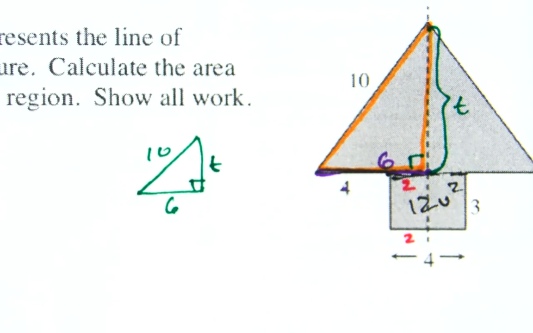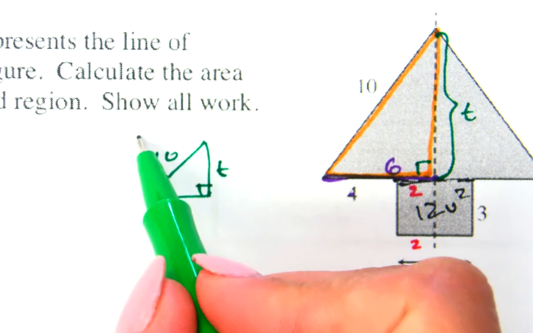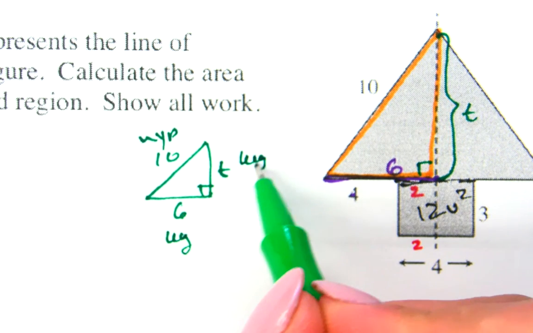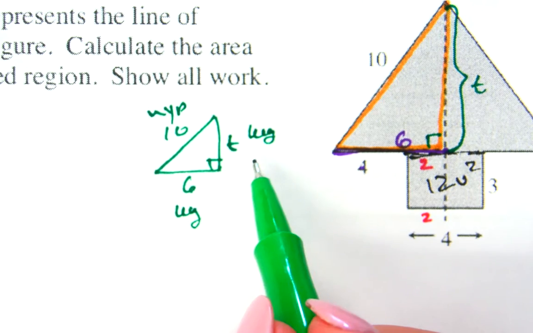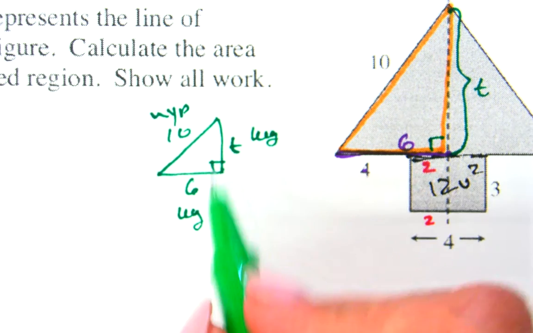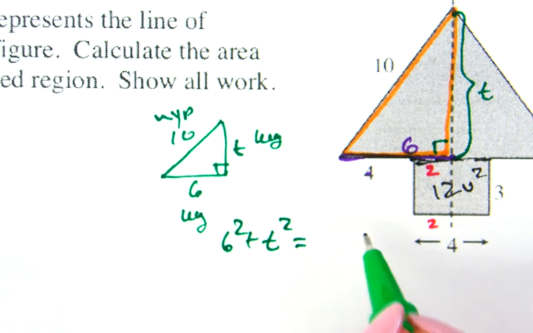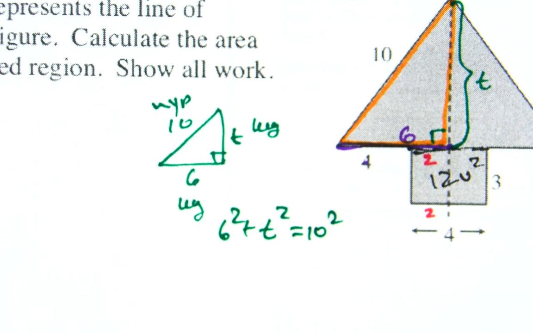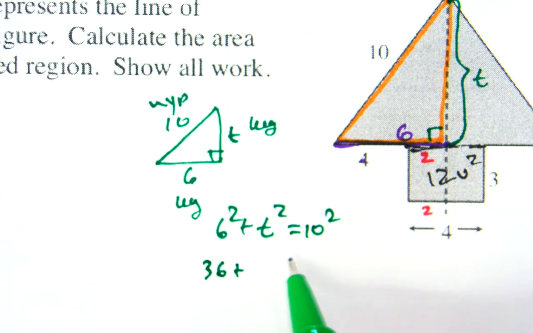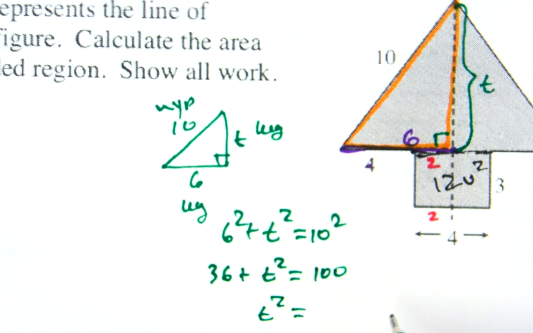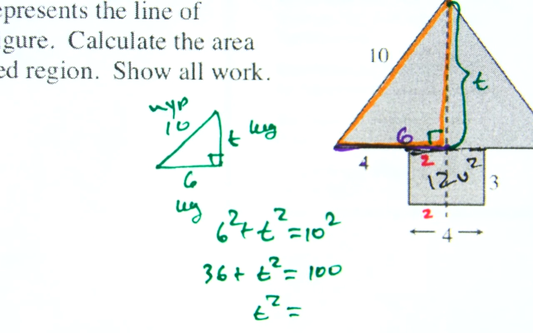Now we have a right triangle with a hypotenuse of 10. This is your leg. This is going to be your other leg. And we have leg squared plus leg squared equals hypotenuse squared. So we have 6 squared plus t squared equals 10 squared. So we have 36 plus t squared equals 100. So t squared is going to give us whatever 100 minus 36 is. Something with a 4 on the end, I'm sure.